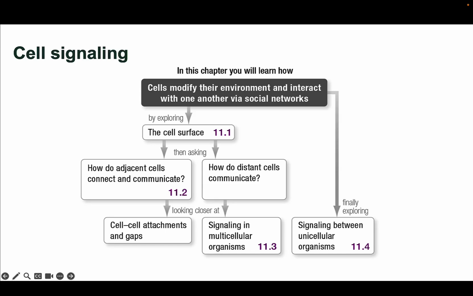Okay, so in this chapter, we've explored how cells interact with each other via these social networks. And specifically, we looked at these connections and communication between adjacent cells. Next, what we're going to be looking at is how distant cells communicate. And we're going to do this by taking a close look at signaling in multicellular organisms.